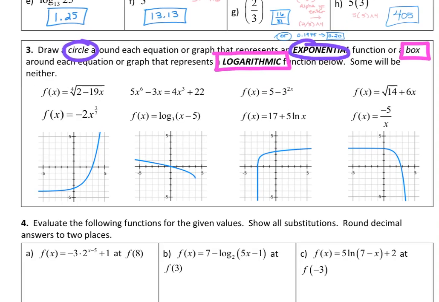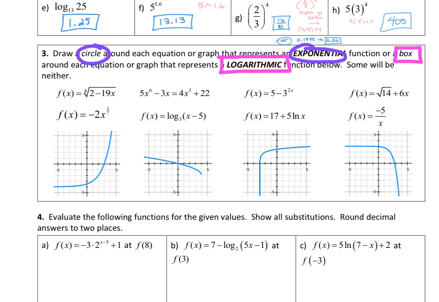Let's start with the logarithmic, because the equations should be straightforward, because they have either the word log or the word ln, and it's not going to have anything else. It's not going to be different. It might have other stuff being added or subtracted or multiplied or divided, but it has to have the word log or the word ln in order for it to be a logarithmic function.